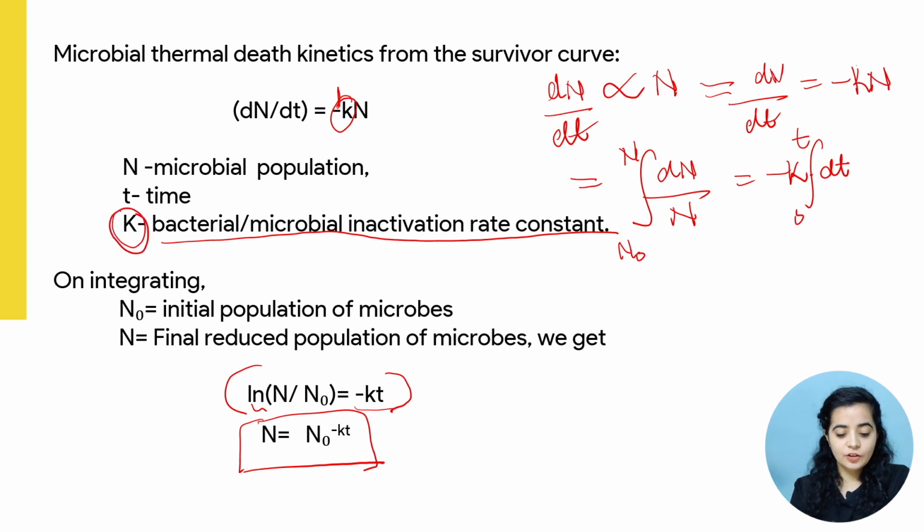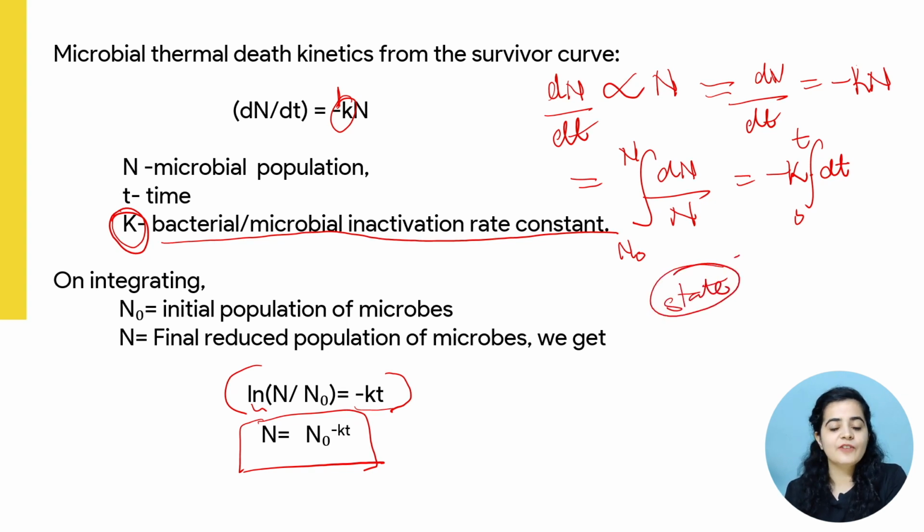Now here k, or the bacterial inactivation constant, depends on many factors such as your temperature, type of microorganism, and if we take the same type of microorganism, it depends on the state of that microorganism. For example, let's take vegetative cells and spores. Now we know that spores are the dormant or inactive form, whereas the vegetative cells are the active form. So it will be more difficult to destroy spores.